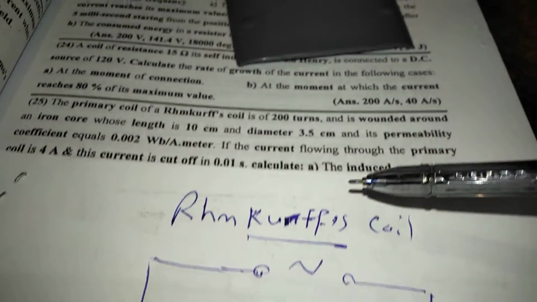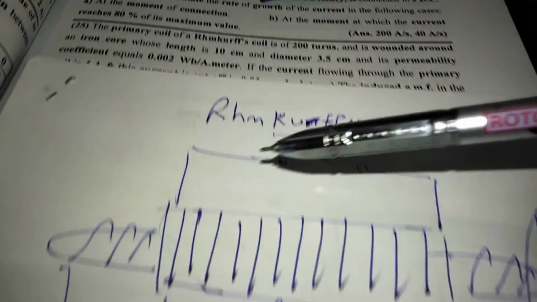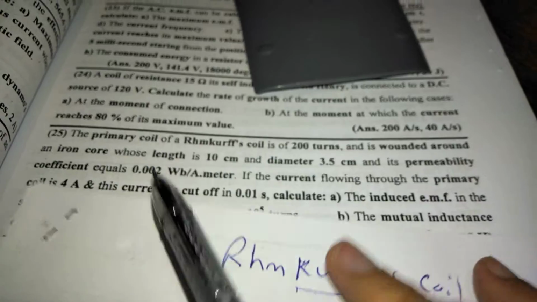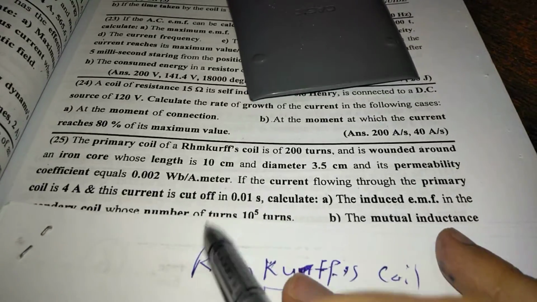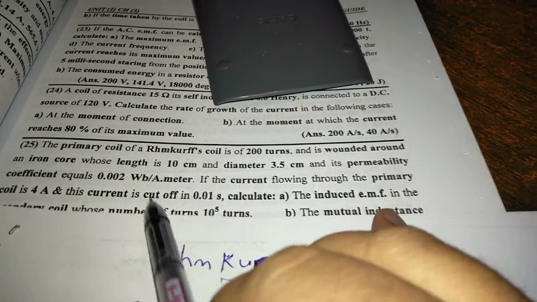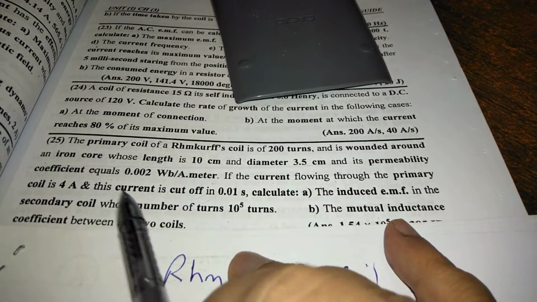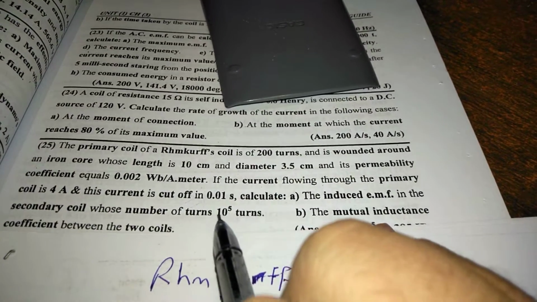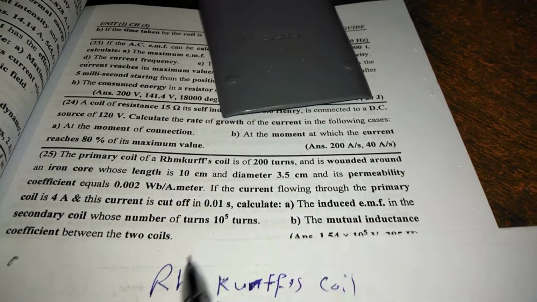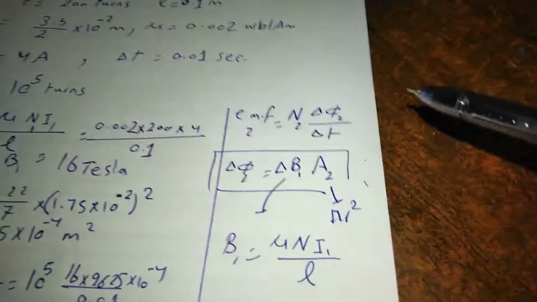If the current flowing through the primary coil is 4 amp, and of course if this current is cut off, the operation will take place during the cut off. Calculate the induced EMF in the secondary coil of a very large number of turns, 10^5 turns. Also calculate the mutual induction. So let's analyze the givens to output our answer.